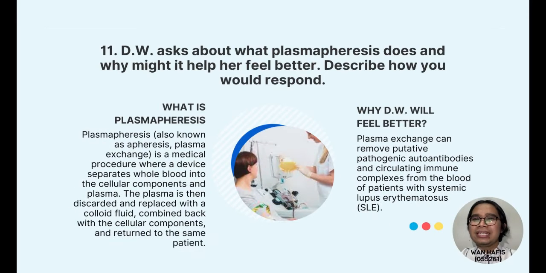Next, question number 11. DW asks about plasmapheresis and why it might help her feel better. So, what is plasmapheresis? Plasmapheresis, also known as apheresis, which is plasma exchange, is a medical procedure where a device separates whole blood into cellular components and plasma. Then, the plasma is discarded and replaced with a colloid fluid, combined with the cellular components, and returned to the same patient. So, how can DW feel better? It can, because plasma exchange can remove putative pathogenic autoantibodies and circulating immune complexes from the blood of patients with SLE disease.